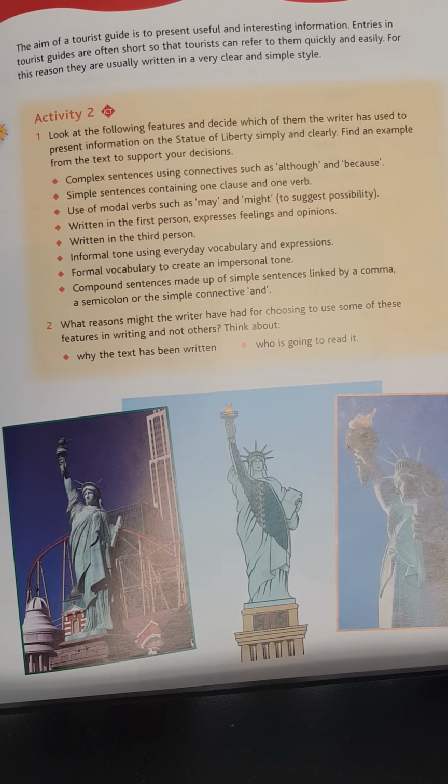Second part to the activity: what reasons might the writer have had for choosing to use some of these features in the writing and not others? Well, it needs to be fairly simple, but not very, very basic. You don't want to have a piece of writing like this as if it's written for children. However, we do need to make sure that everybody can understand it and it's not so complicated that people can't understand what it's all about. So it needs to be in the middle. Obviously, it's going to be something that travellers are going to be reading, and generally they would be adults. It needs to be informative, so obviously it's using facts, but it's not a piece of writing where we would find opinions.